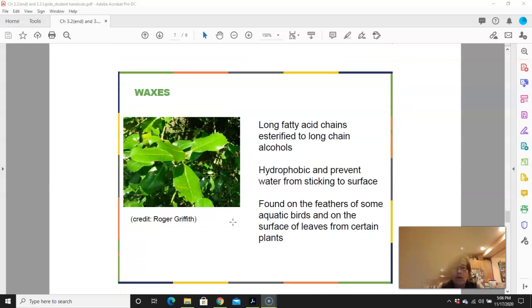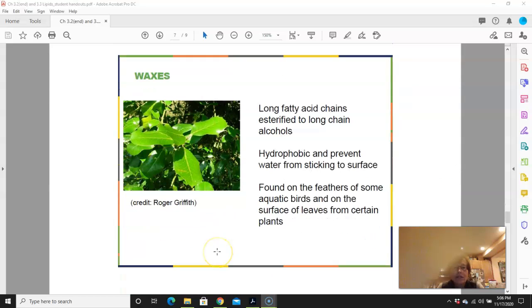Let's move on. Waxes, we really don't give a lot of discussion to, even though they're really important. If you were a plant, you would love waxes. What they do is prevent dehydration, so they protect the surface of plant leaves. They're also found on bird feathers, just keeping them from getting all soaked while they're in the water, because waxes, like all lipids, are hydrophobic, and therefore that is useful.